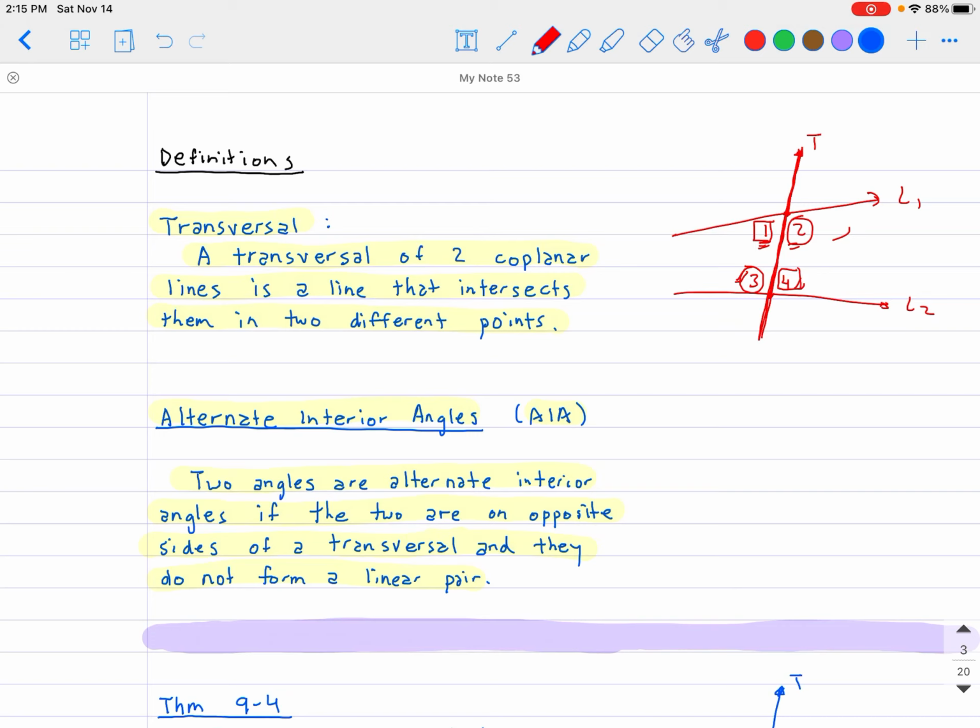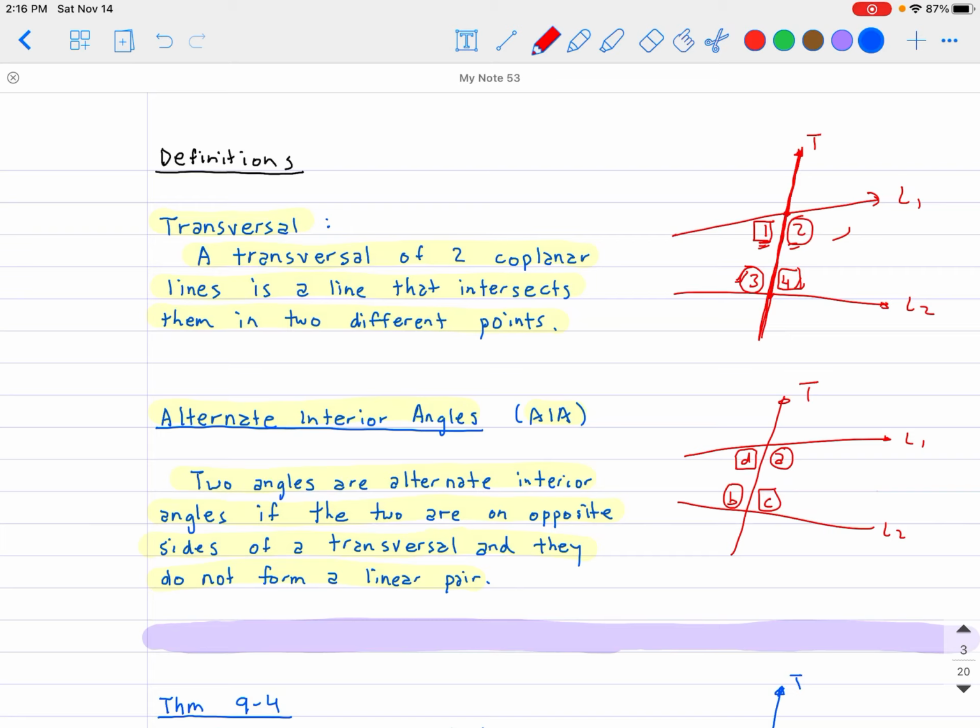So again, the definition is that they have to be on opposite sides of the transversal, which they are, but they do not also form a linear pair. So they have to be kind of opposite of each other. Just to reiterate one more time, let me draw a picture on the bottom. Let's say we have L1, L2, and also T right here. If I call these A, B, C and D, then A and B are alternate interior angles, just like D and C are alternate interior angles. D and A are linear pairs as usual, and C and B are linear pairs as usual.